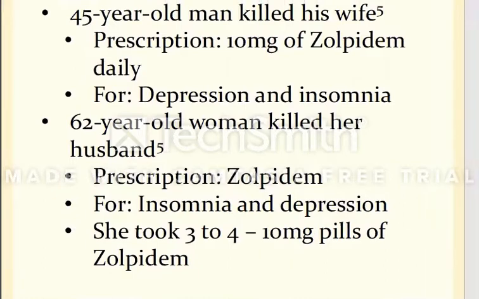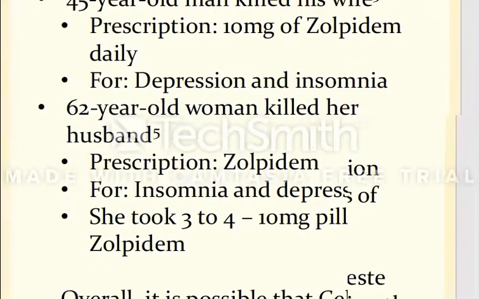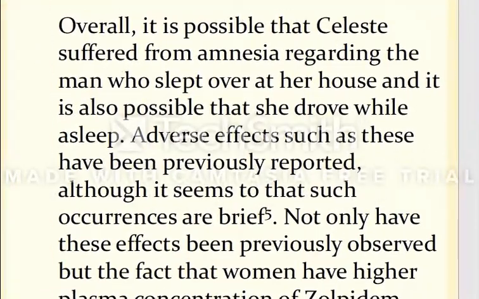She basically reported being in and out of consciousness, but she did remember some things, but it was almost like she was hallucinating because she was sort of aware that she was doing it, but she claimed that her husband was asking her to kill him and to hit him. But she claims that it seemed very unreal to her that it was all happening at all. So overall, I would say that it is possible that Celeste suffered from amnesia regarding the man who slept over at her house, and it's also possible that she drove while asleep.